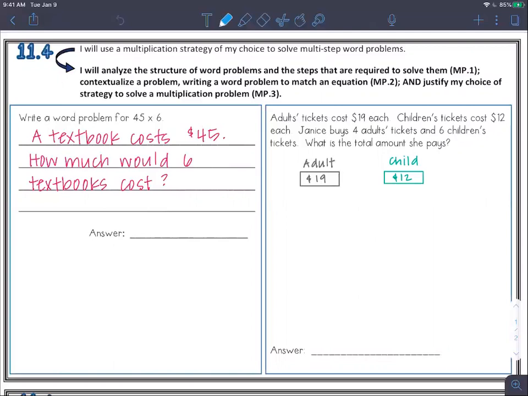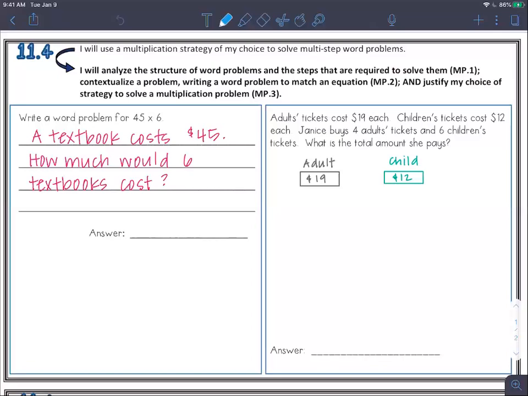Today we are doing lesson 11.4. We are now going to use our multiplication strategies of your choice. So whatever strategy is easiest for you or you think is best, we're going to apply those to solve multi-step word problems. Now remember, it is fourth grade and our word problems are usually not solved in one quick step. So really read the problems carefully and think it through.